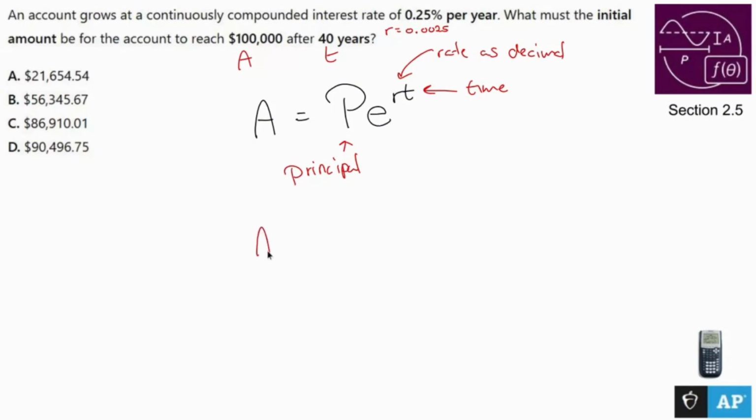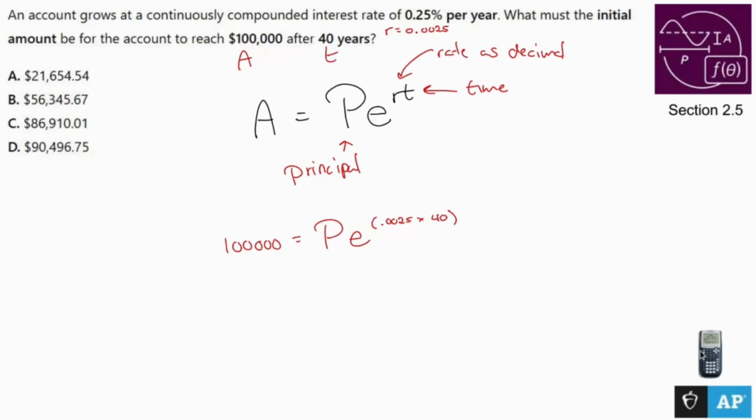So this is what I have to do. A is going to equal 100,000. So let's put 100,000 right there: 1, 2, 3, 4, 5 zeros. P times e to the RT is going to be e to the 0.0025 times 40.